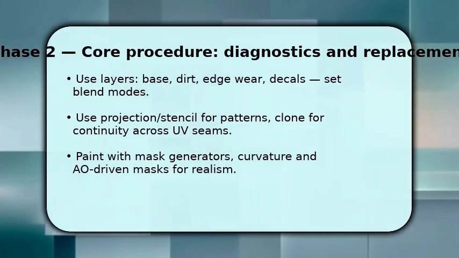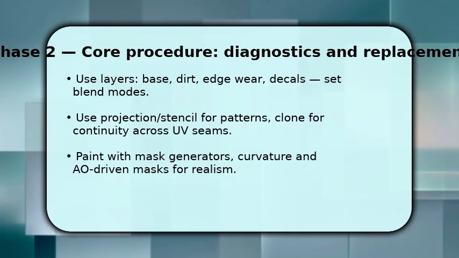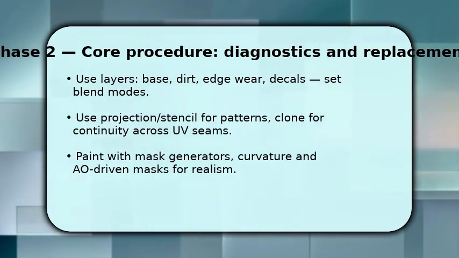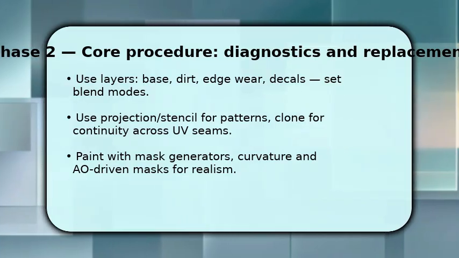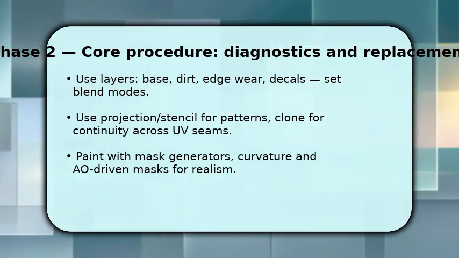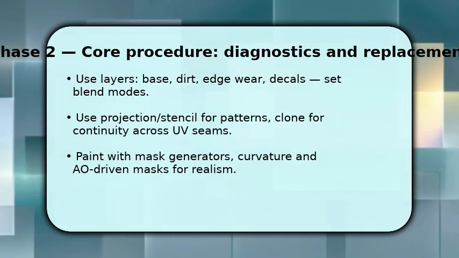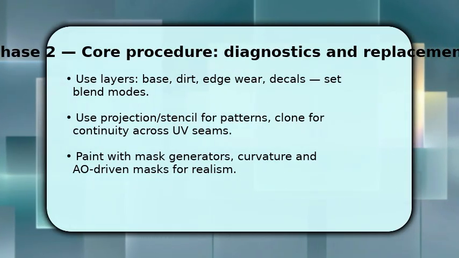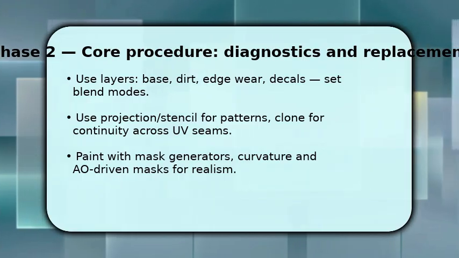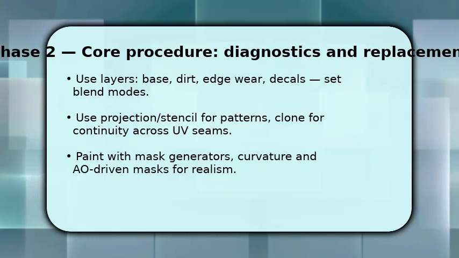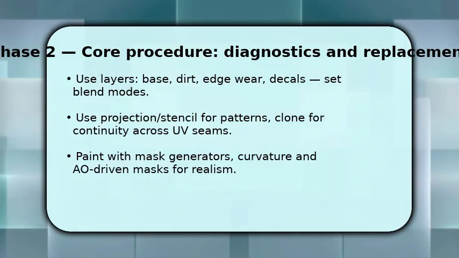You build a non-destructive stack, a fill base, then localized layers for dirt, edge wear, and decals, and use masks to control where each applies. Use projection or stencils to stamp logos and sharp patterns. Make sure to paint across UV seams with clone or projection to avoid visible breaks. Use curvature, ambient occlusion, and curvature blend masks to automatically drive wear and grime, which saves time and adds realism.